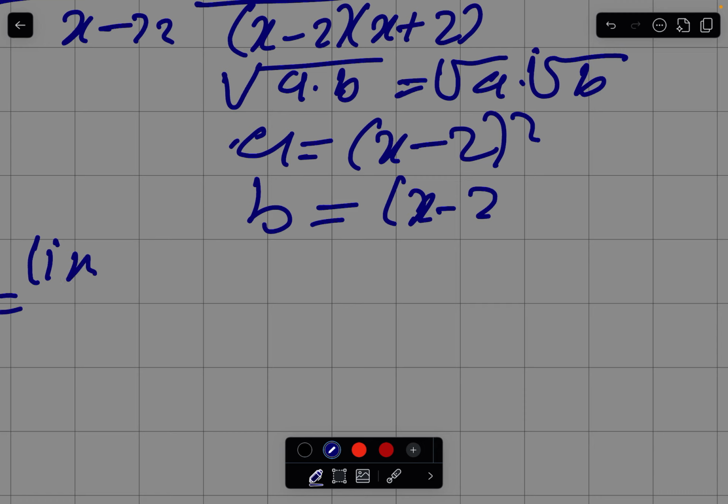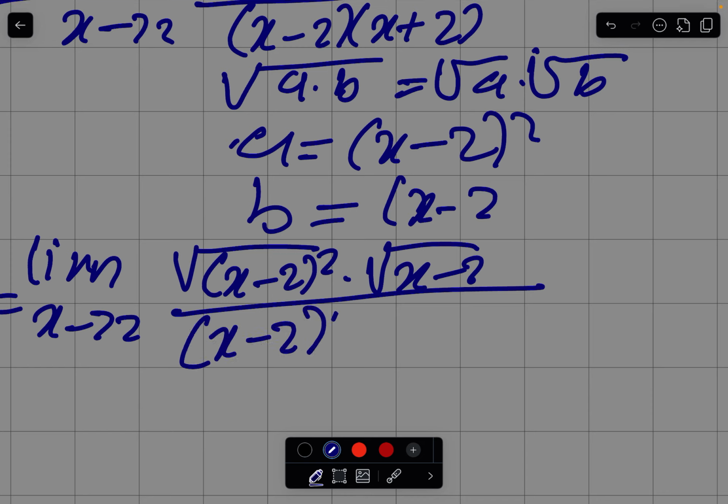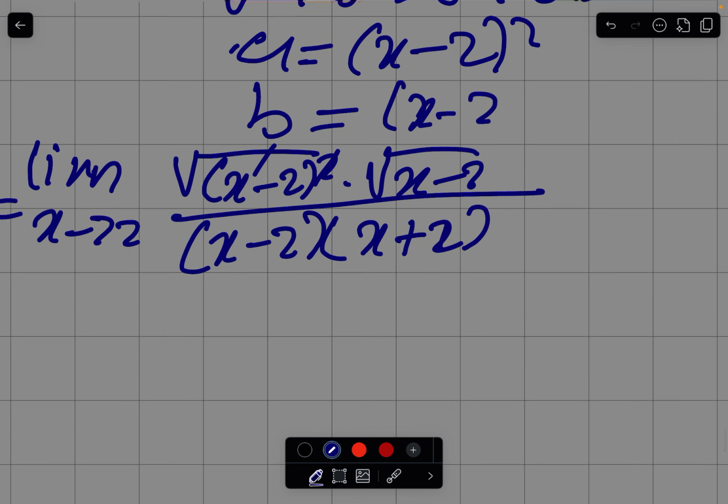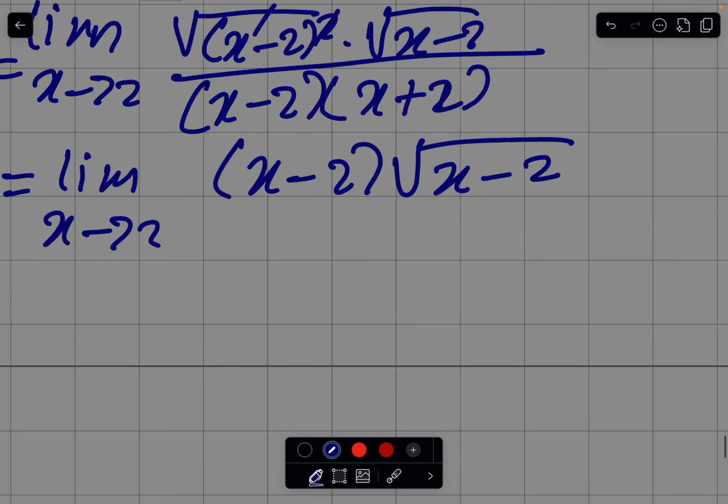Therefore, we have the limit as x approaches 2 of the square root of a, which is (x minus 2) all squared, multiplied by the square root of b, which is (x minus 2), the whole divided by (x minus 2)(x plus 2). The square cancels that square root. We have the limit as x approaches 2 of (x minus 2) into the square root of (x minus 2).